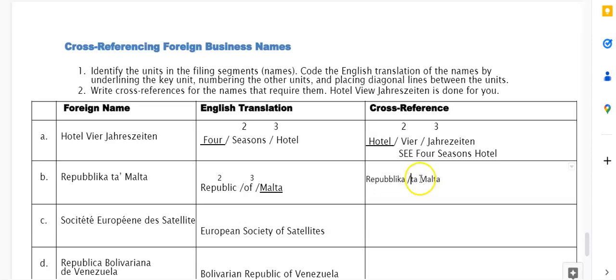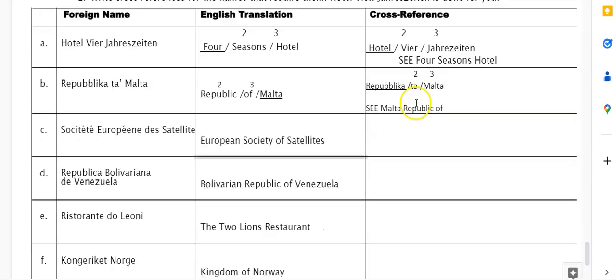And so when I separate these into units, I can do it this way. So Republica is going to be my key unit, Ta is unit 2, Malta is unit 3. Okay, and I've written the C notation, C, Malta Republic of, which is how we would have filed the English translation.